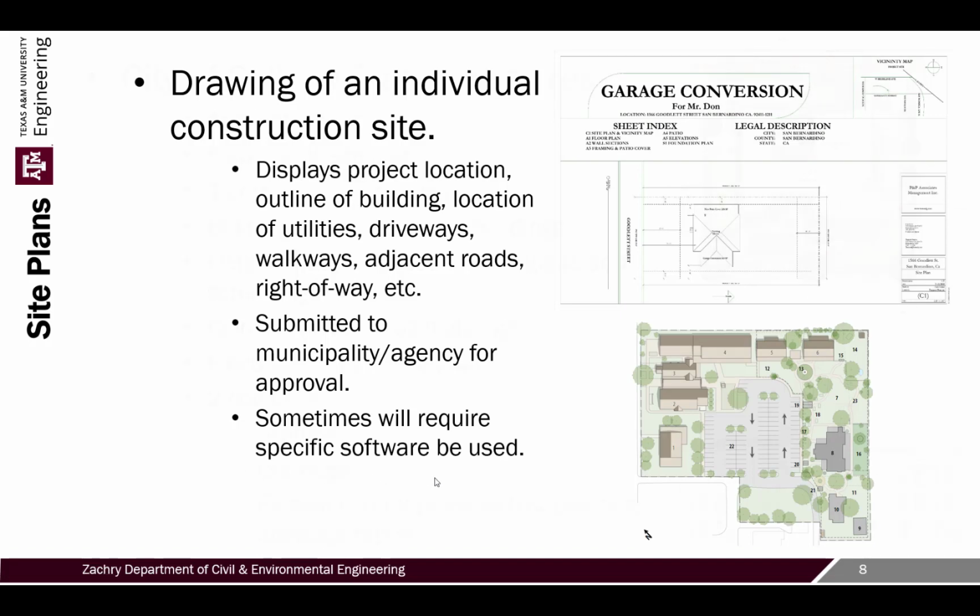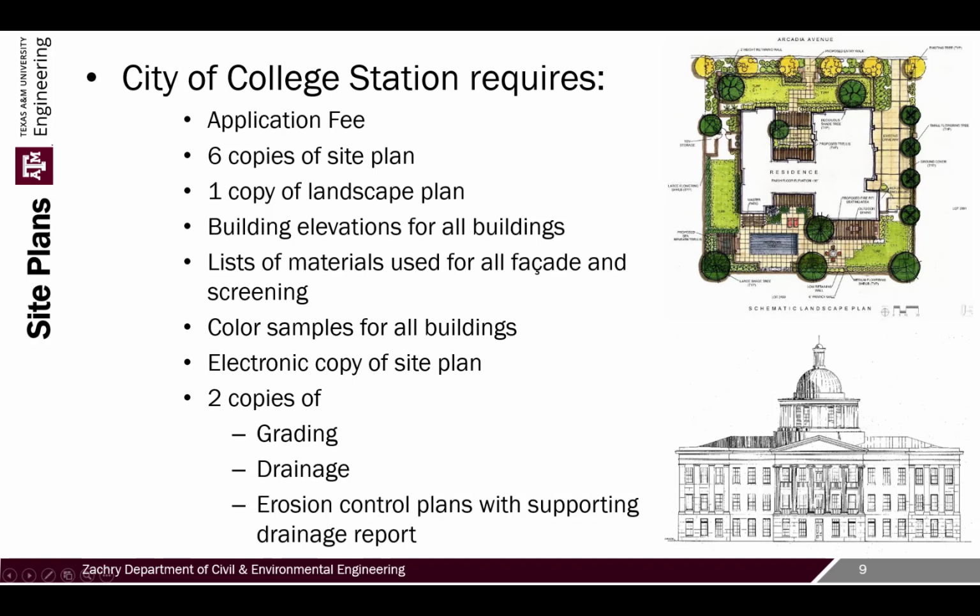So this is what the City of College Station requires. You have to have an application fee. Think of this as a processing fee. If you've ever bought a house, this would be kind of like the fee you have to pay to get paperwork started on getting your title written up. There's going to be 6 copies of a site plan you have to produce. You've got to produce 1 copy of a landscape plan.